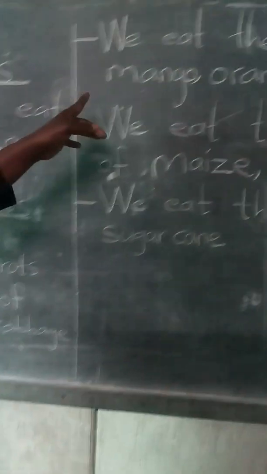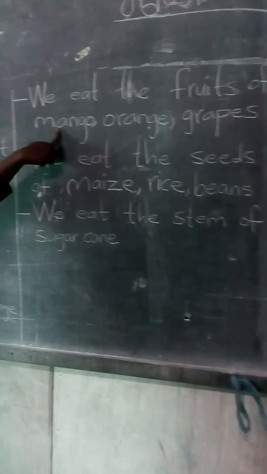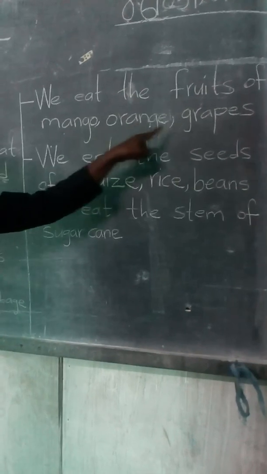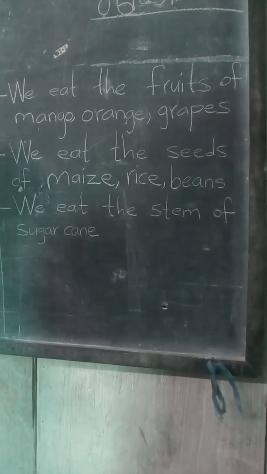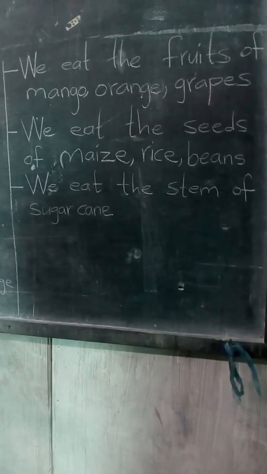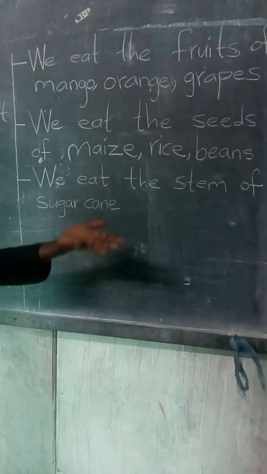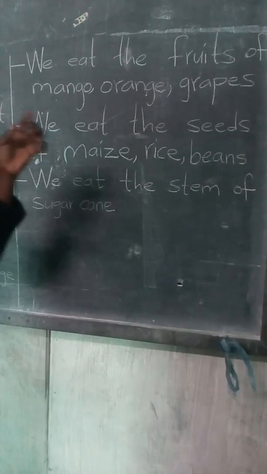Other parts of the plant that we eat are the fruits. So we eat the fruits of mango, orange, grapes, banana, pawpaw, watermelon, and many other fruits. So think of other fruits that you eat. Those ones are the fruit part of a plant.